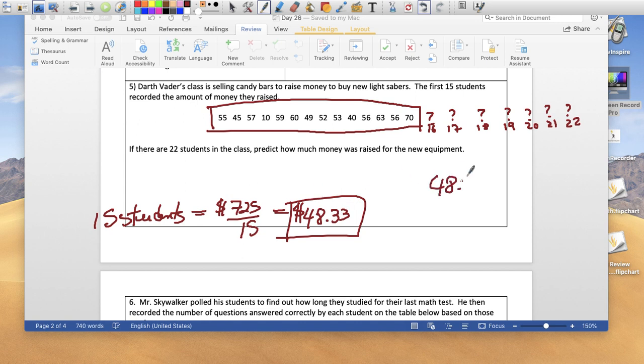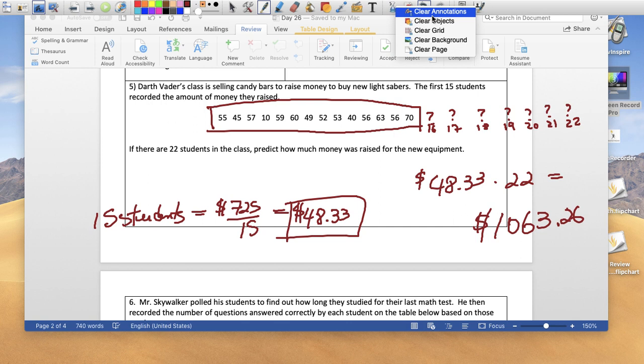So I'm going to take the mean and multiply by 22. And I'm going to say that they will bring in a total of $1,063.26. So that's how I would do this problem. I find the average here, and then I use the average and multiply it by 22. And that average represents what each kid brings in.